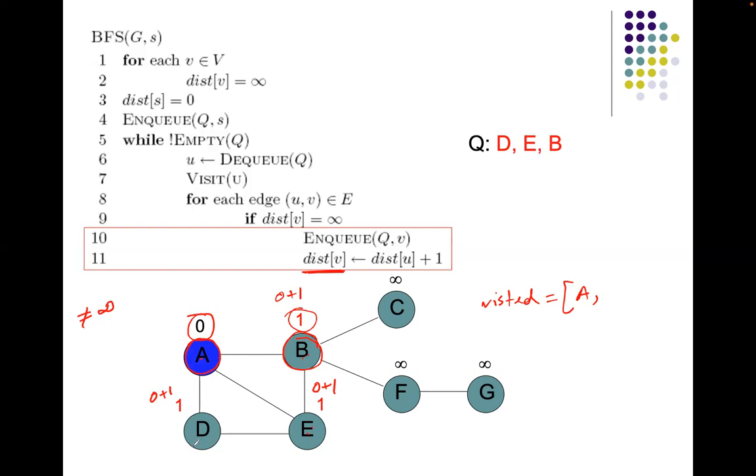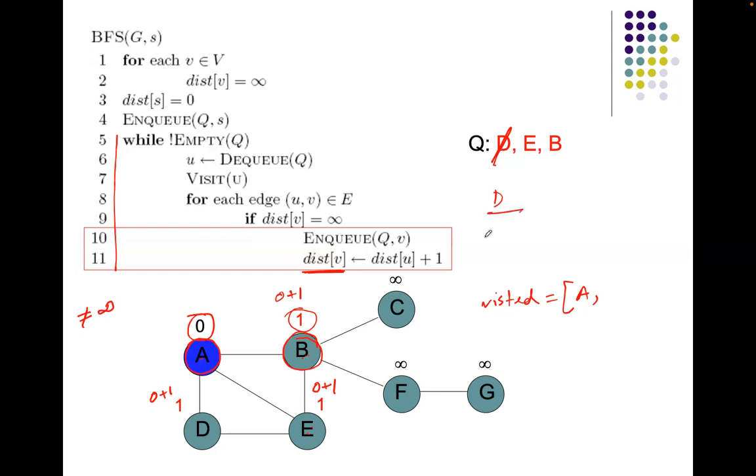All right, we're going to continue with this while loop and see how it works. We find that Q is not empty, so we dequeue from Q. We dequeue D and we're going to explore the children of D. But before we explore the children of D, we have to do a few checks. For example, from D, we see that D has neighbors A and E.